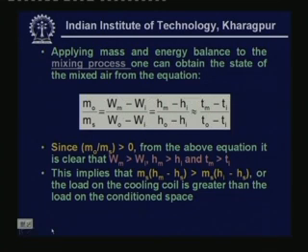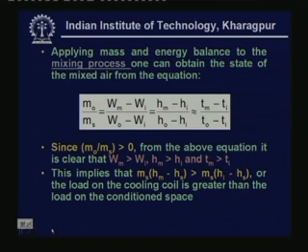And since Mo by Ms is always greater than 0, because you are always supplying some amount of outdoor air, from the above equation it is clear that Wm will be greater than Wi. So, Hm will be greater than Hi and Tm will be greater than Ti. This implies that Ms into (Hm minus Hs) is always greater than Ms into (Hi minus Hs).